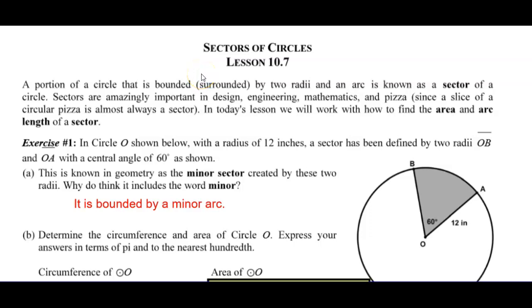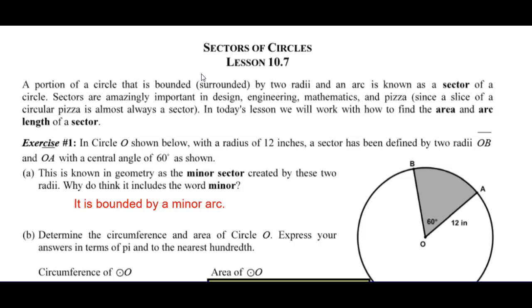All right, when we look at a sector, a sector is basically a portion of a circle that is surrounded by two radii, and it has an arc as well. So you can see some examples of it. It says, in design and engineering and in pizza, as the slice of a circular pizza is almost always a sector. To me, it kind of looks like Pac-Man's mouth.